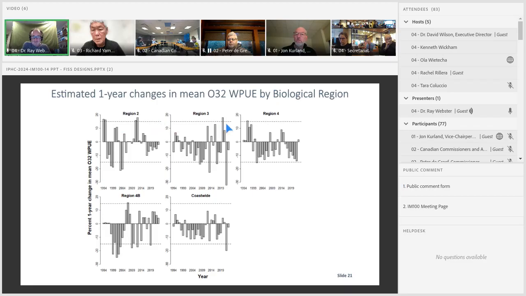And you can see it's not unusual to get changes, generally in the down direction, of greater than 15%. And certainly between 10 and 15% is quite common. Even at the coastwide level, we've seen a change of 15% in 1 year recently, and changes between 10 and 15% are quite frequent.